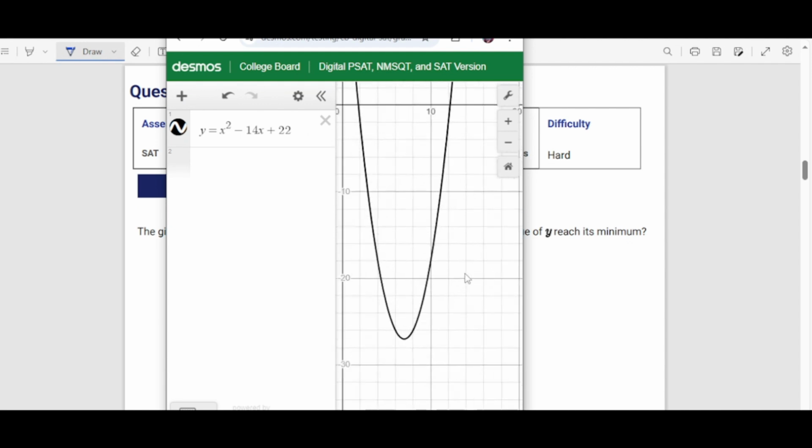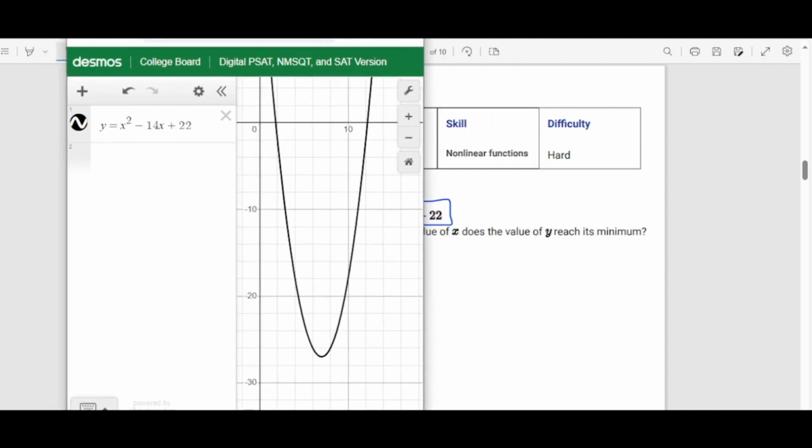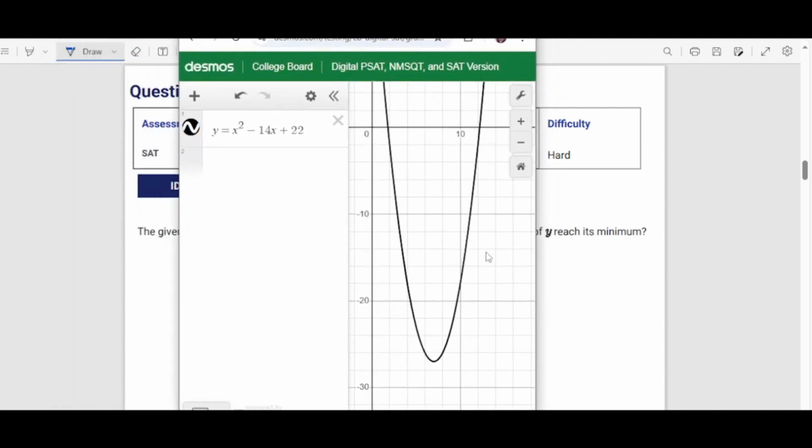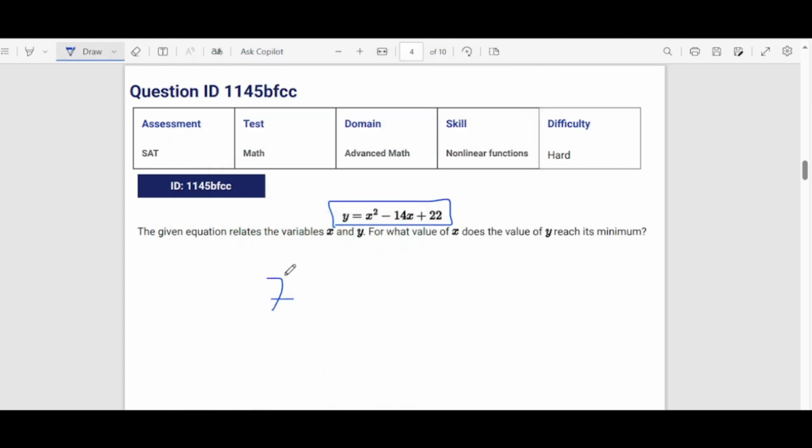And here we got it. So they asked at what x the value of y reaches its minimum. All right, so the value of y here is minus 27, where it reaches its minimum. And what is the value of x there? It is 7. All right, so our answer here will be 7. It was this simple, and it's the hardest difficulty question.